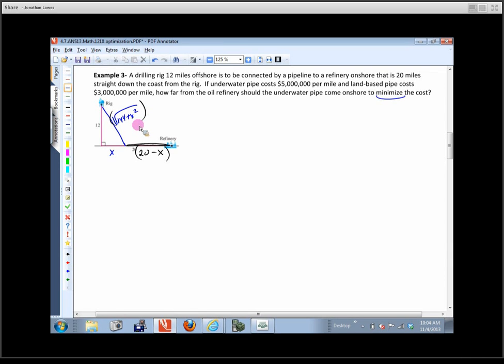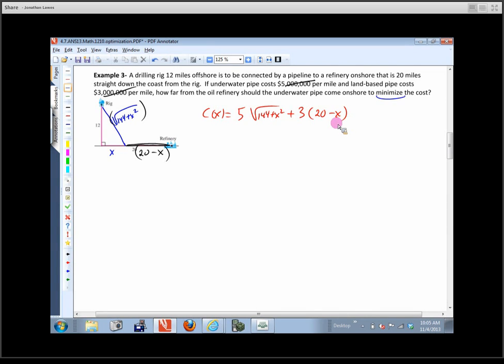Okay? To make the problem a little bit easier, let's just talk in terms of millions of dollars. So let's say a $5 mark represents $5 million and a $3 mark represents $3 million. So our cost function is going to look something like this. Okay? How much underwater pipe do we have multiplied by how much it costs? So that's going to be 5 times the square root of 144 plus x squared. Okay, that's the cost of the underwater pipe. And then we're going to add that to the cost of the land-based pipe. So that's going to be 3 times 20 minus x.